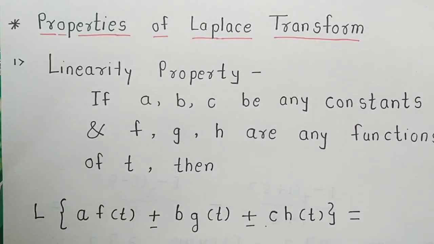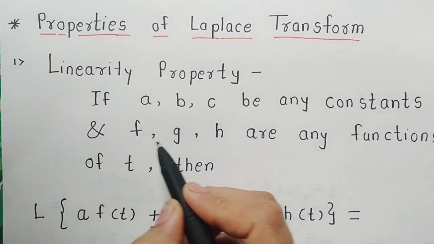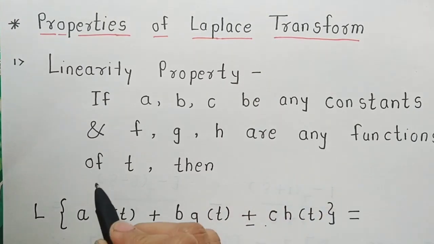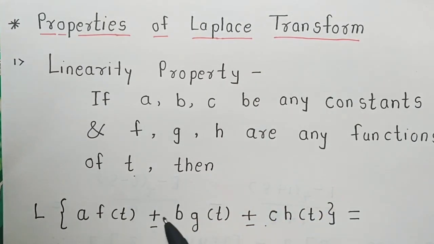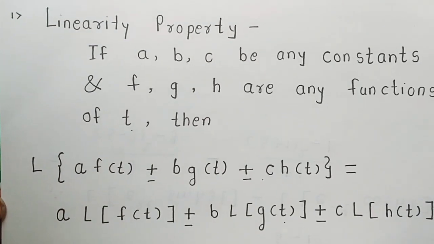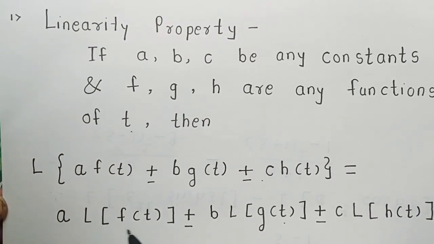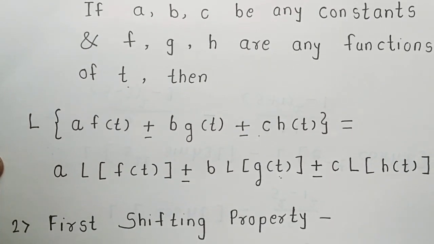If a, b, c are any constants and f, g, h are any functions of t, then Laplace of a f of t plus or minus b g of t plus or minus c h of t equals a Laplace of f of t plus or minus b Laplace of g of t plus or minus c Laplace of h of t. Now there is the second property, the first shifting property.